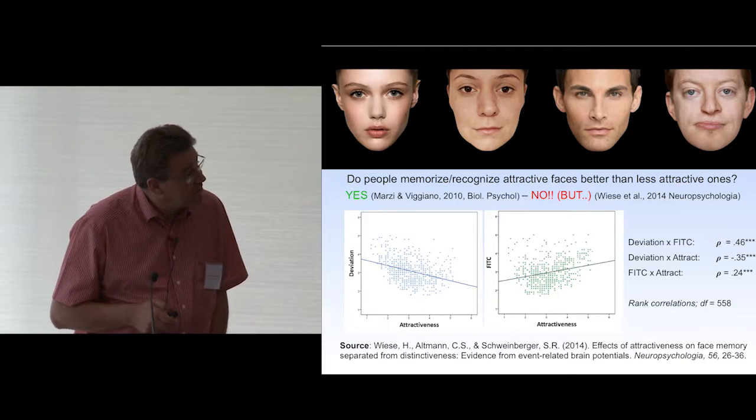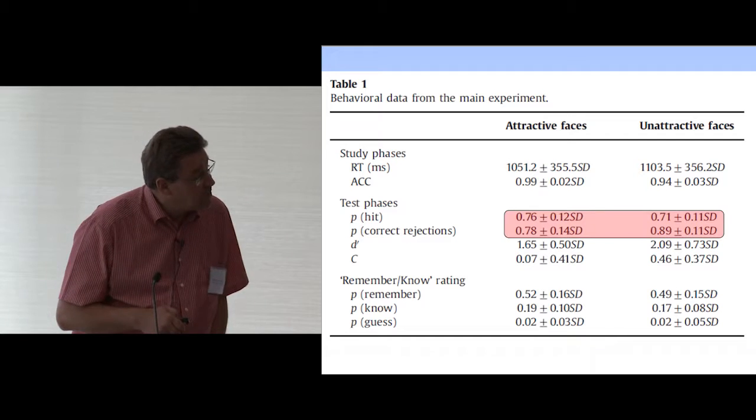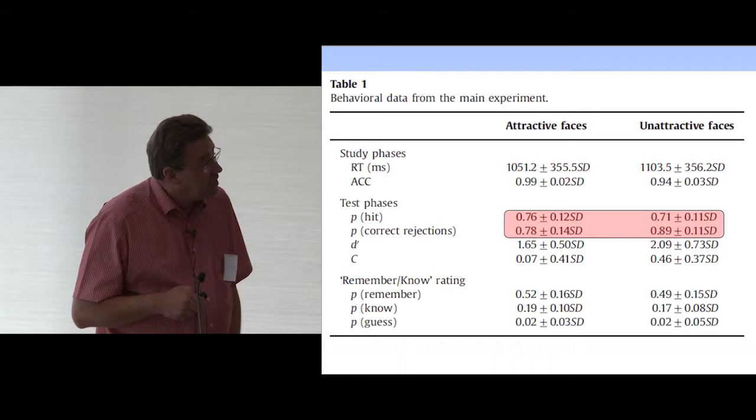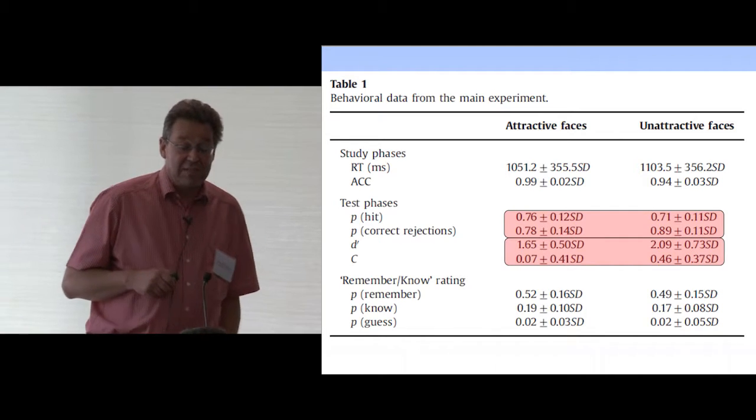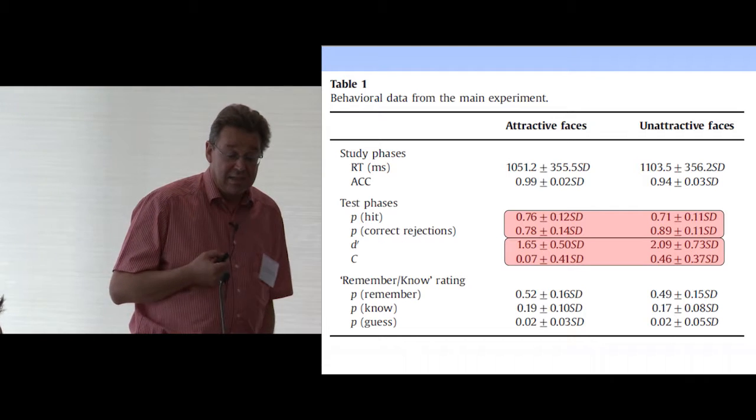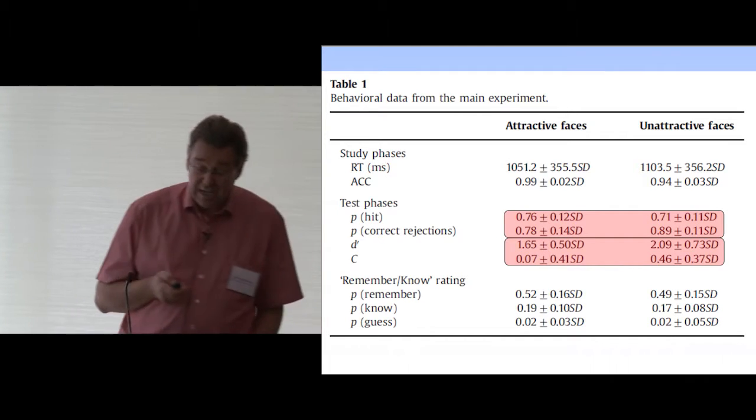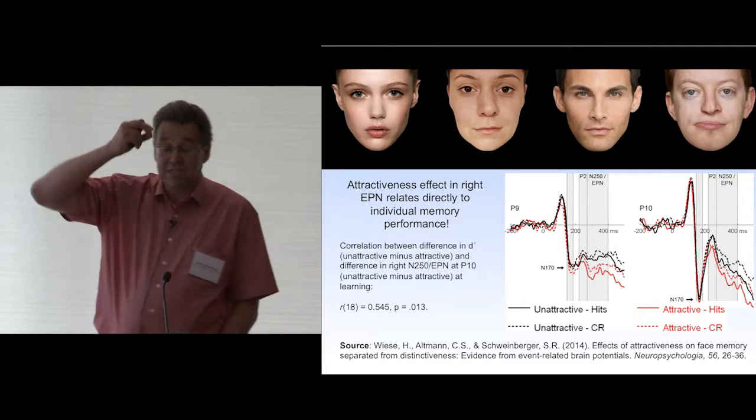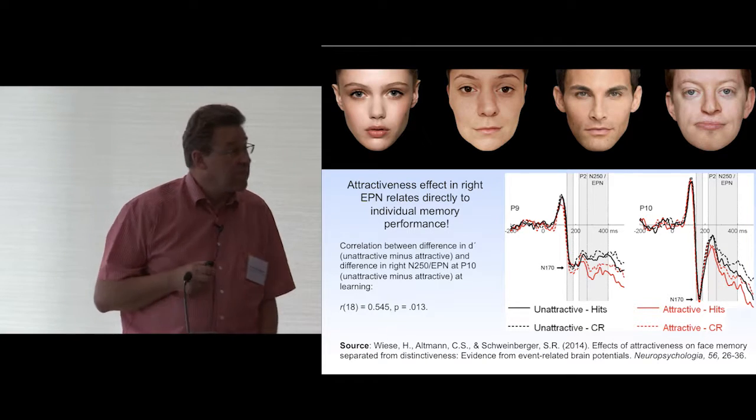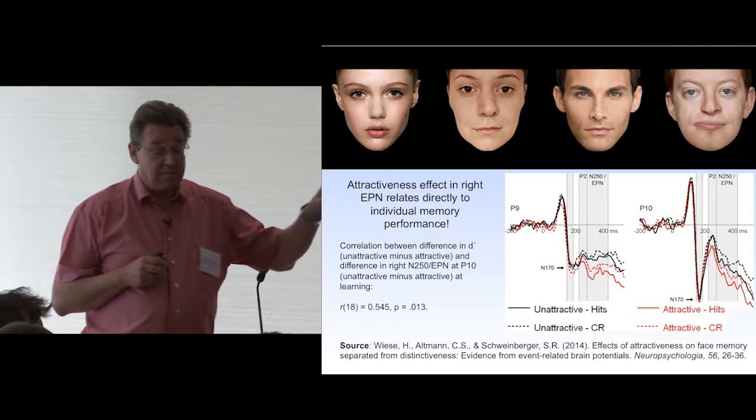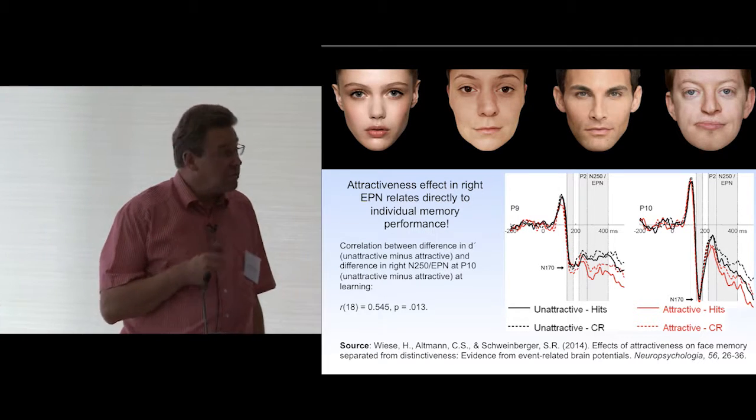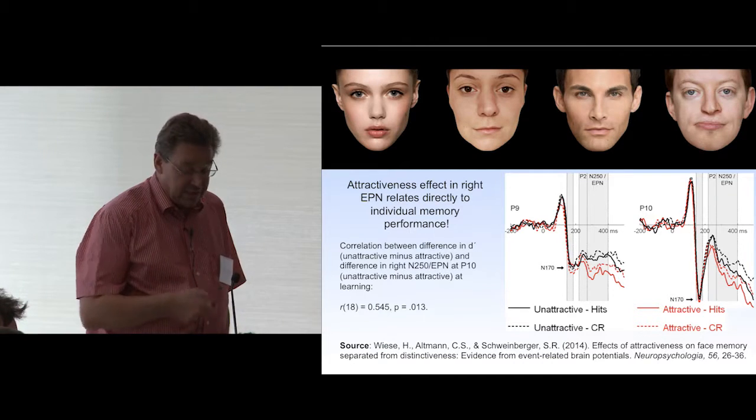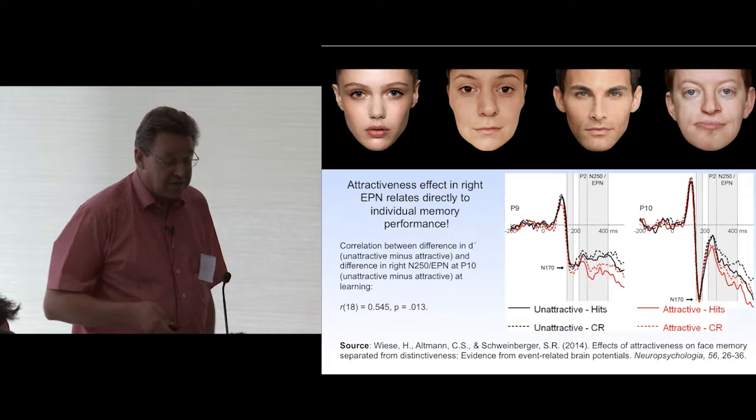Now, just very briefly, the paper shows that attractive faces are actually less well recognized than unattractive faces, and at the same time, attractive faces also induce a relative bias to believe that a face has been encountered before. So these are both behavioral effects that you can see. And attractive faces also elicit a larger early posterior negativity in the N250 time range. And this amplitude difference also correlates on an individual basis with the individual difference in d prime, that is, the memory disadvantage of attractive faces.